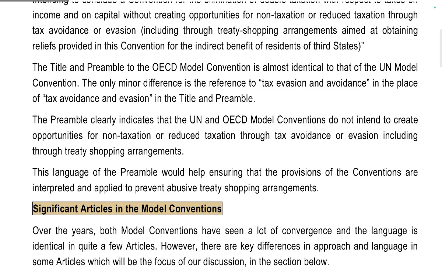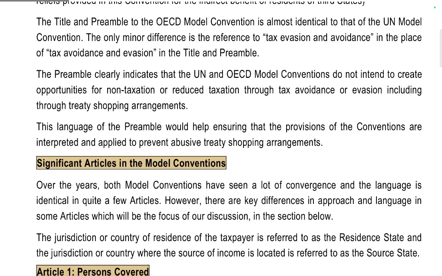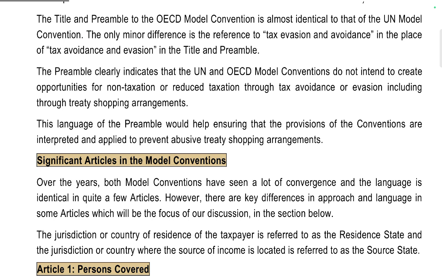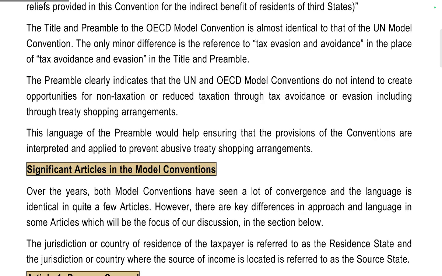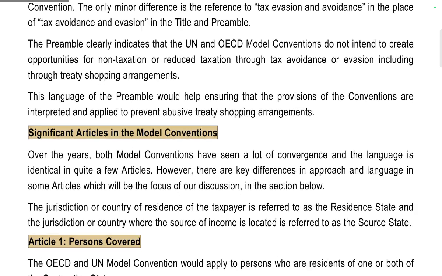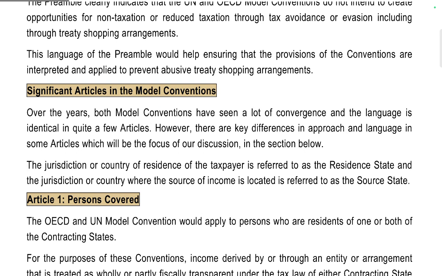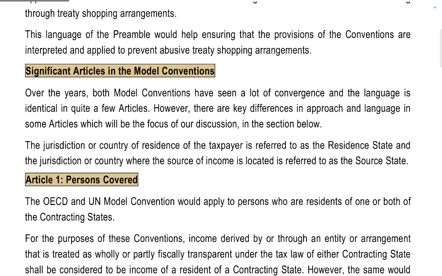The title and preamble of the OECD Model Convention are almost identical to the UN Model Convention, with only minor differences, such as the reference to tax evasion and avoidance in place of tax avoidance and evasion. The preamble clearly indicates that the UN and OECD Model Conventions do not intend to create opportunities for non-taxation or reduced taxation through tax avoidance or evasion, including through treaty shopping arrangements. This language helps ensure the provisions of the convention are interpreted and applied to prevent abusive treaty shopping arrangements.